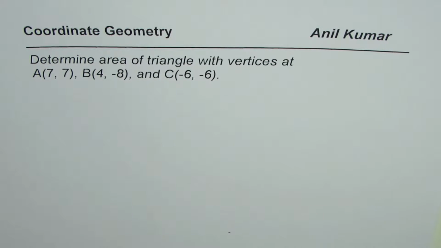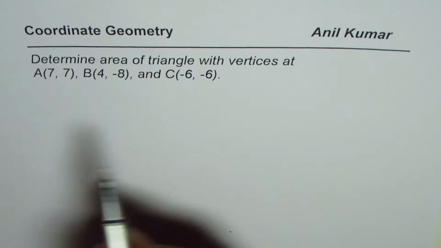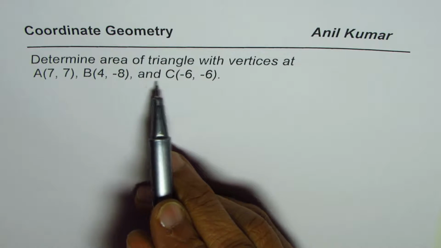I'm Anil Kumar, and in this video we will learn how to find the area of a triangle with given vertices. The question here is, determine the area of the triangle with vertices at A (7, 7), B (4, -8) and C (-6, -6).